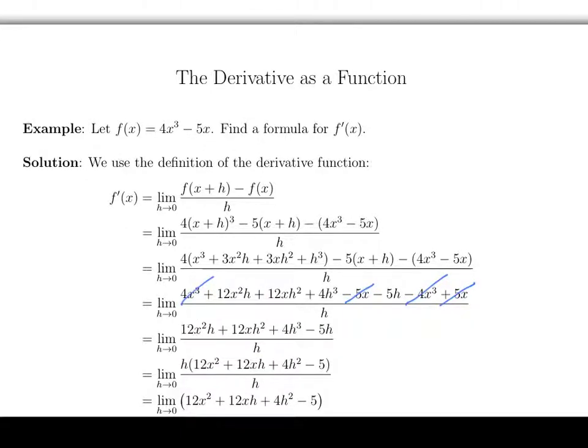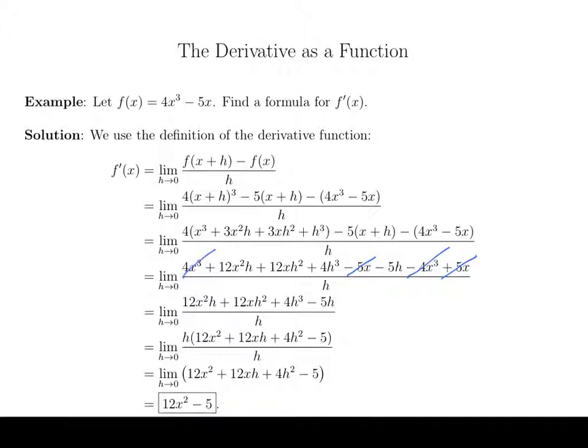Now that we've canceled, we can go ahead and plug in h equals 0 because we're going to use the direct substitution property. We think of h as being the variable in the limit. Everything else is just a number, so the thing that you have here in parentheses is a polynomial function, and so it's okay to just plug in h equals 0. Once we do that, we get our final answer. So this is what we're looking for.